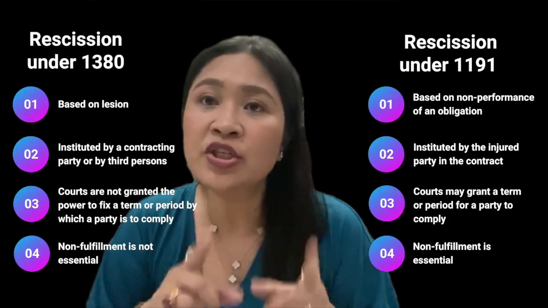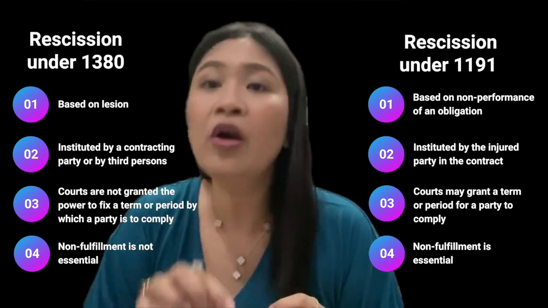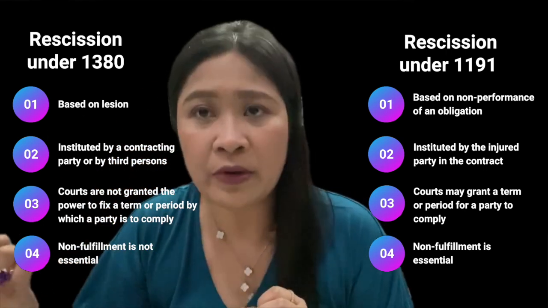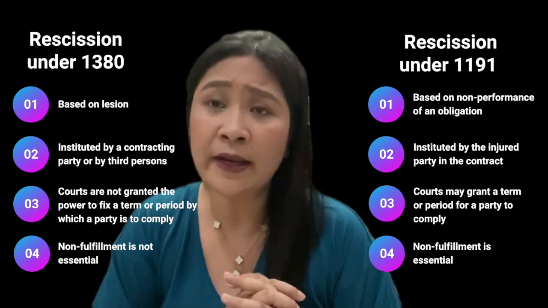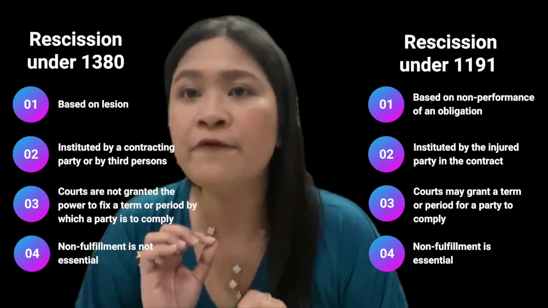If you can recall, you're actually no longer alien to the term rescission. You have also already encountered the term under 1191. Now, the rescission under 1191, or otherwise called as resolution, is actually different from the rescission under 1380. Okay? What is the difference between the two? First, the rescission under 1380 is rescission based on lesion or economic prejudice. The rescission, rather, in 1191 is based on non-performance or non-fulfillment.